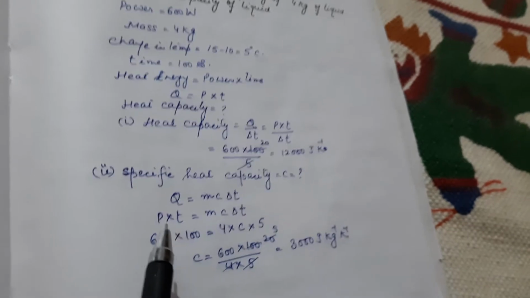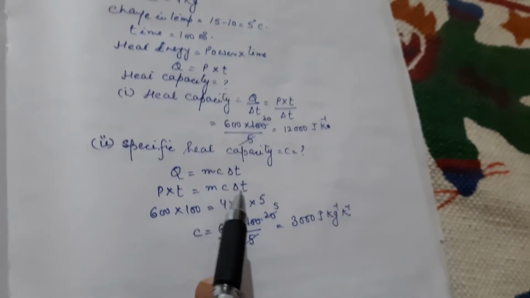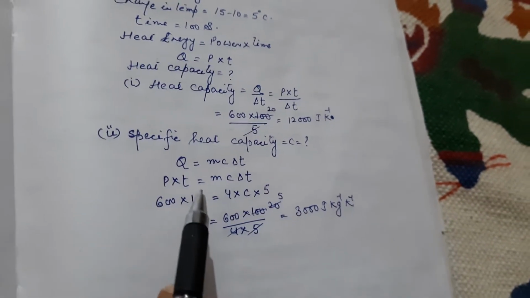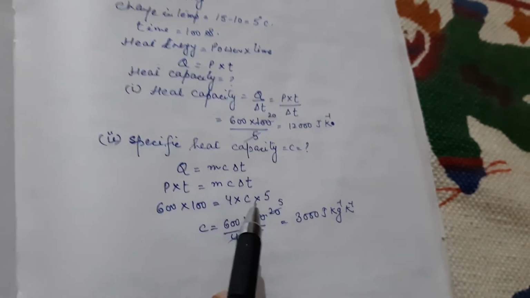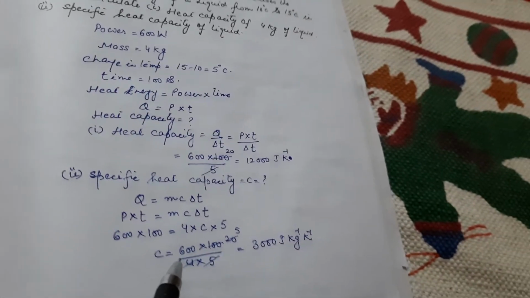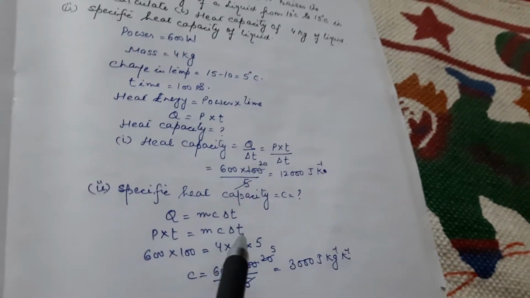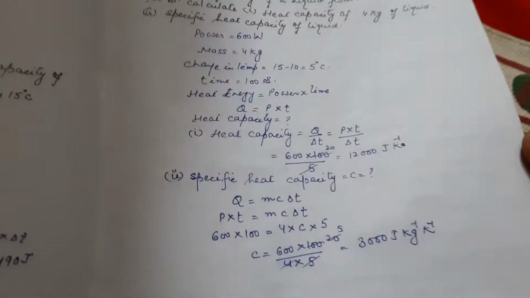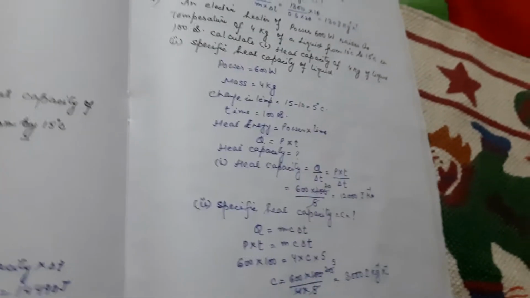So in short, the formula will become P into T is equal to MC delta T. P is given, T is given, M is given, C is missing, delta T is given. Substitute the values and we will find the answer. But before substituting, you should concentrate on the units also. Each and every unit is in SI unit, so we have no problem regarding this. No conversion is required. So simply substitute the values and find the answer.